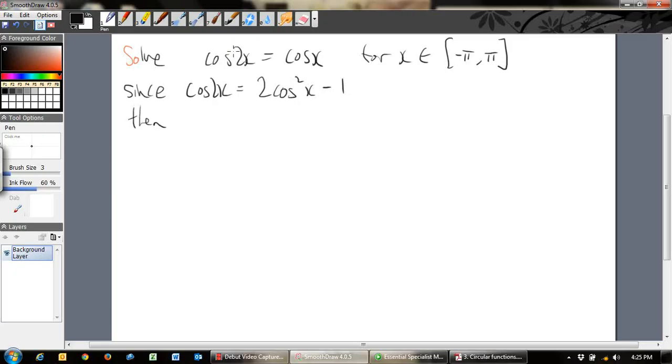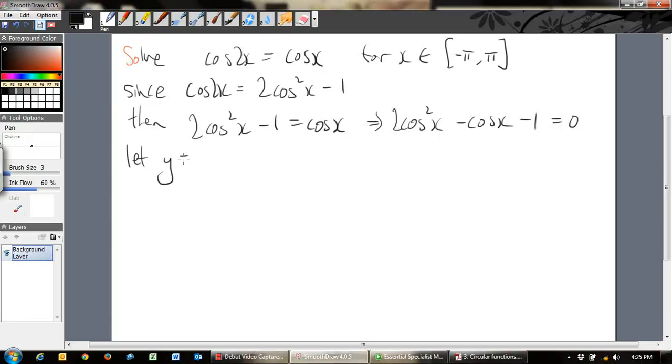Then let's just replace that. We've got 2 cos squared x minus 1 equals cos x. Okay, and then we'll just bring it all over the same side so we can solve this thing. We've got 2 cos squared x minus cos x minus 1 equals 0. Now this is just a quadratic that we need to solve. At this stage it looks a bit confusing. Some people can do these in their head, some people can't. Let me show you the simple way.